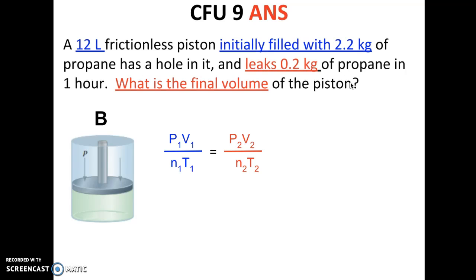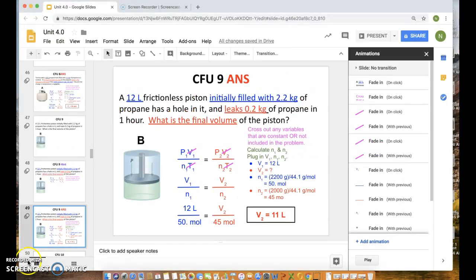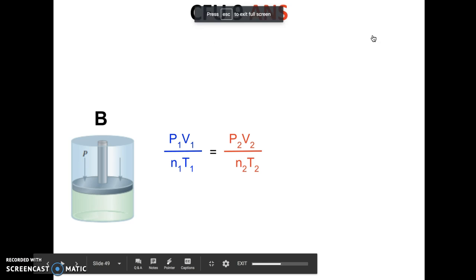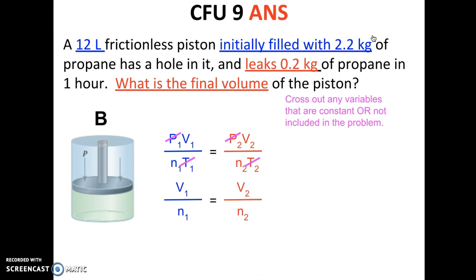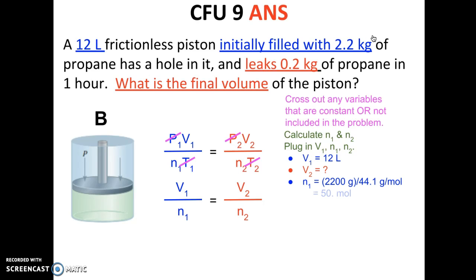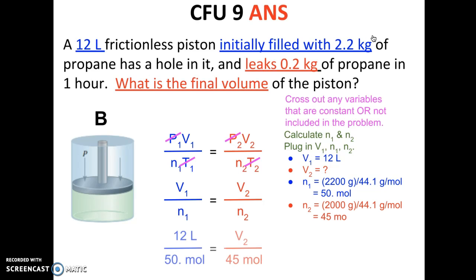Okay, so here's the work for it. So I only need pressure and volume. Sorry about that. The pressure doesn't change, so I can cross the pressure and the temperature out, and I'm left with the volume and the moles. And again, I need to calculate my moles. I'm going to plug in my volume once I have my moles calculated. This is my work for it. So once I have all my values plugged in, I can cross multiply and solve.